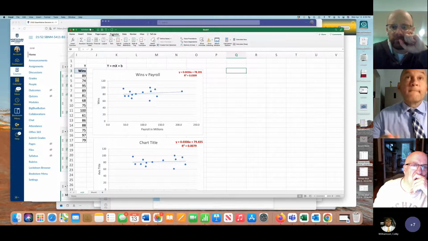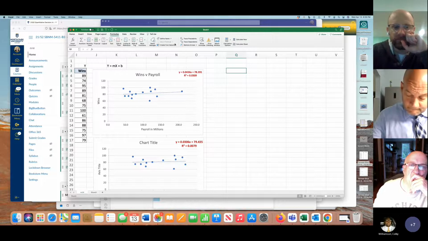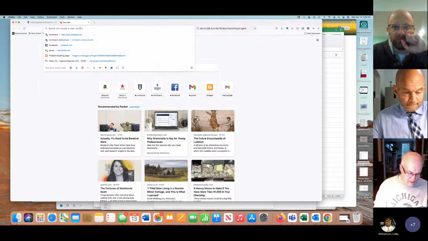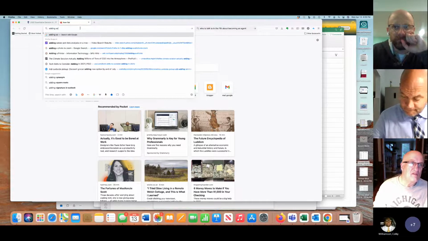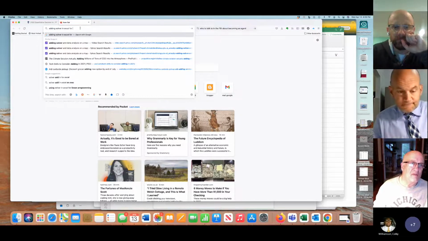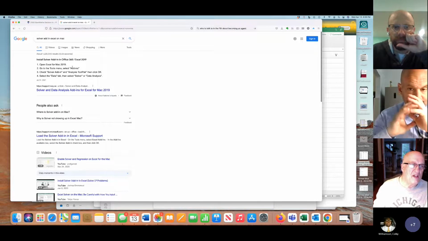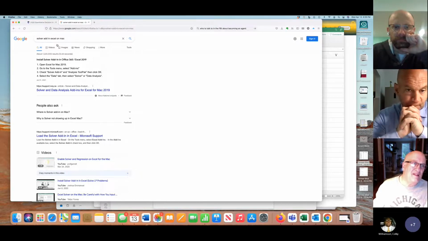Formulas. Some lookup. Well, let's do it the easy way. Adding Solver in Excel on a Mac. Open Excel, go to the Tools menu, and select Add-ins.